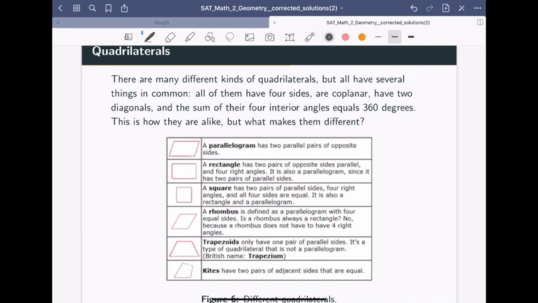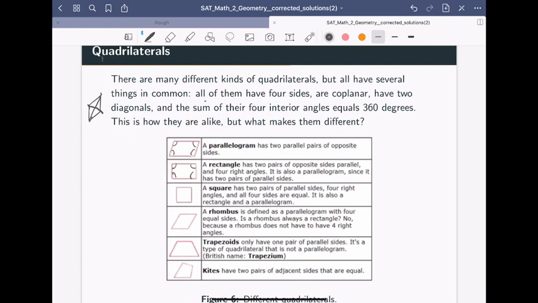So here I have summarized different types of quadrilaterals. There are many different kinds of quadrilaterals, but all have several things in common. All of them have 4 sides. Quad means 4 and laterals means sides, basically. They are coplanar, as in all 4 points exist on the same plane. They have 2 diagonals, and the sum of their 4 interior angles equals 360 degrees. So if this is a quadrilateral, for example this parallelogram, the sum of these 4 interior angles will always equal 360.